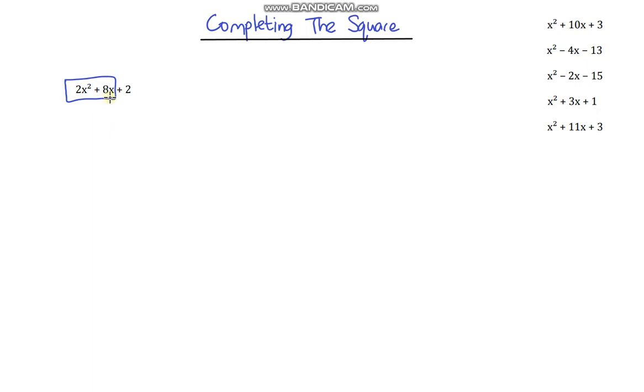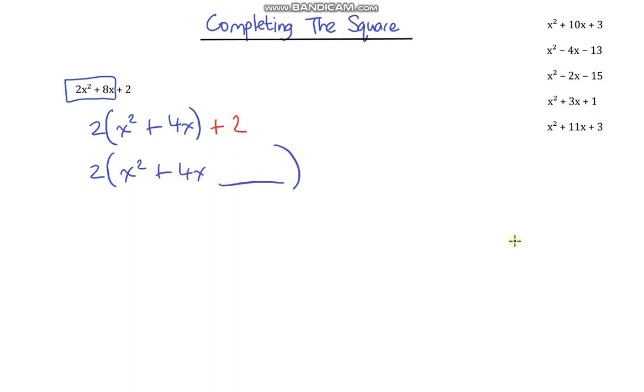So if I factor a 2 from this part of the expression, what I'm left with in my brackets is x squared plus 4x. And then I've got that plus 2 hanging out the back there. Okay, and now I've got x squared with a coefficient of 1, now I can complete the square. So I'm just going to rewrite this, but again, like before, I'm going to leave a space, so that I can complete my square. So I take half the coefficient in front of x and then square it. So half of 4 is 2, 2 squared is 4. So I'm going to write plus 4 here so that now I've got a perfect square.